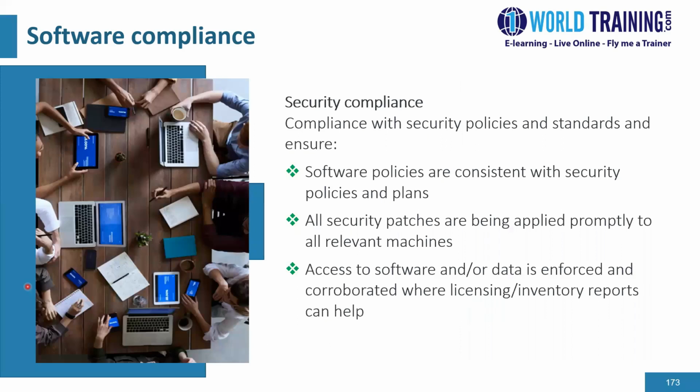Then we have security compliance. This is compliance with security policies and standards, which ensure the software policies are consistent with security policies and plans. All security patches are being applied promptly to all relevant machines, and access to software and data is enforced and corroborated where licensing or inventory reports can help. Corroboration means to strengthen. So here the license data and reports can show the weaknesses in enforcement. For example, certain data is not protected in the best way, thereby prompting better access authentications.